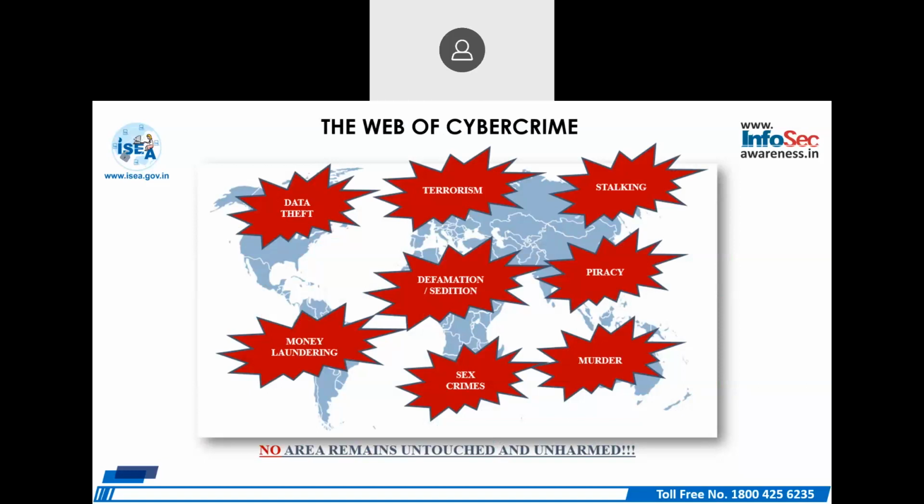Now, how is the web of cybercrime connected? There is data theft. Then this data theft leads to money laundering. This leads to cyber defamation or sedition sometimes. Then many sex crimes are also connected with data theft. Then murders are there. Privacy issues are there. People's privacy is lost. Their private videos are being leaked. Then cyber stalking. Cyber stalking again leads to cyber defamation, sexual crimes, money crimes, terrorism. And next we have data theft, which can again lead to cyber terrorism, murders, which can lead to software piracy. So all these are connected to each other.